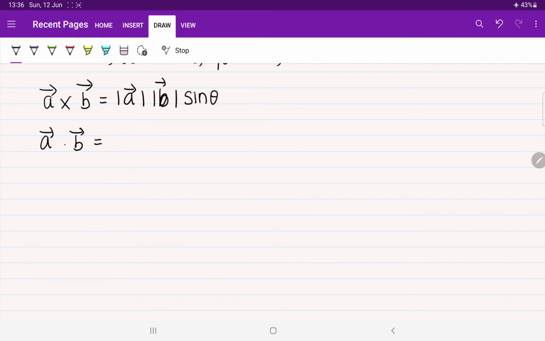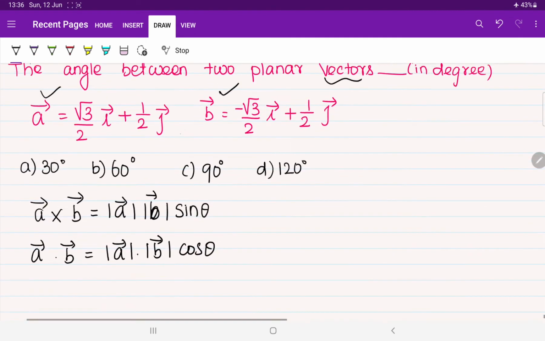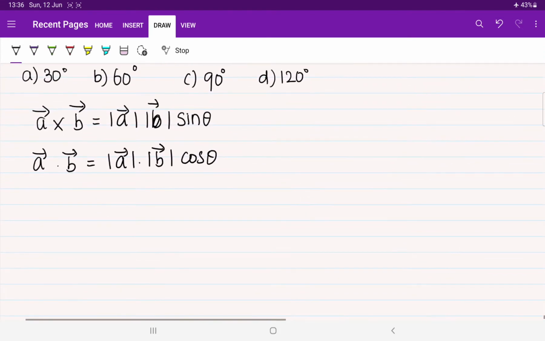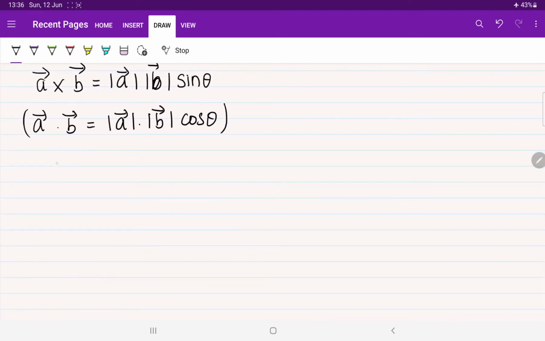Similarly, A vector dot B vector can be written as mod of A vector dot mod of B vector into cos theta. So whenever you are supposed to calculate the value of the angle between two planar vectors, you are requested to go ahead with the A vector dot B vector. From this, you have to estimate the value of cos theta first: cos theta equals A vector dot B vector upon mod of A dot mod of B.